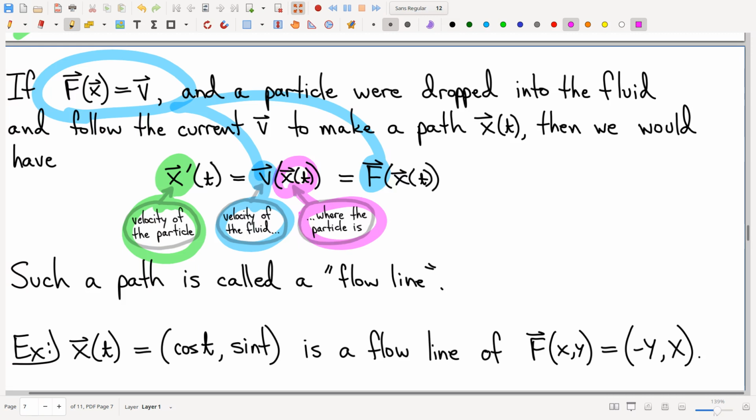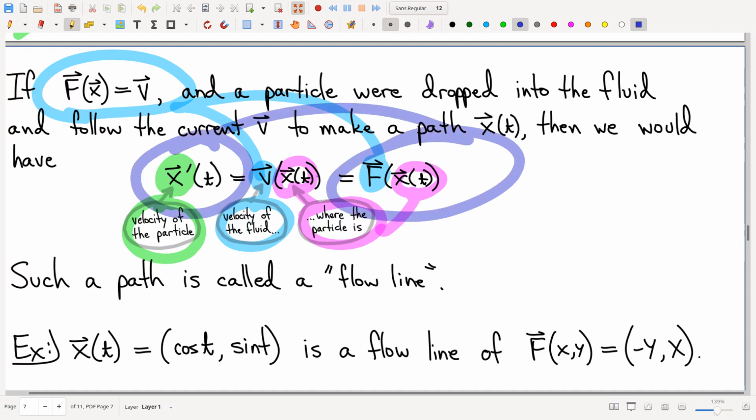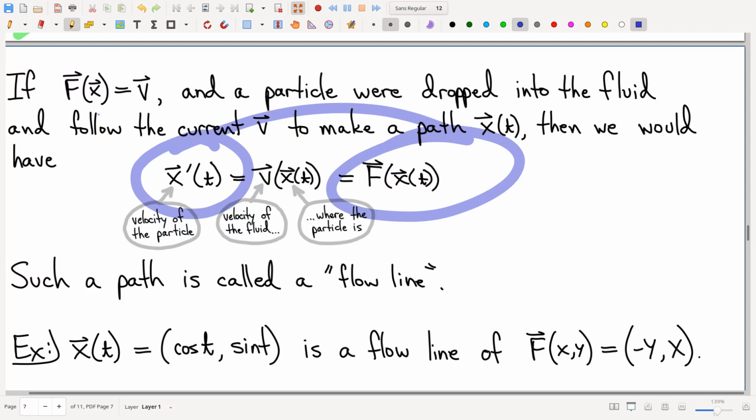So I think if you break it down in this way, it's kind of immediate that the velocity of the particle is the velocity of the fluid at the point where the particle is, and you get, therefore, this equation that says that x prime is f of x. And now, just for cleaning up purposes, let me get rid of all of this. And this is what we call a system of differential equations.